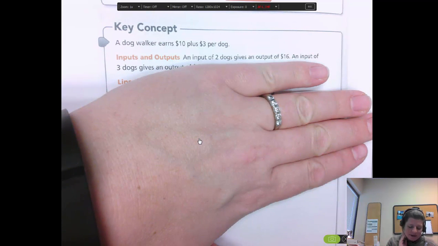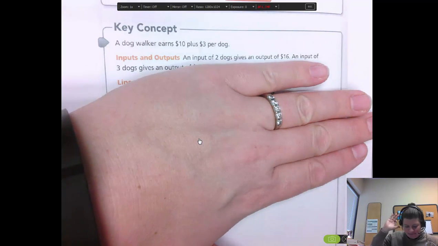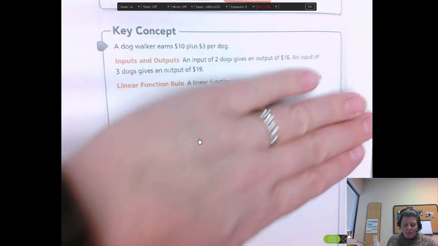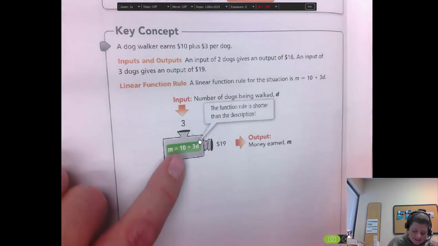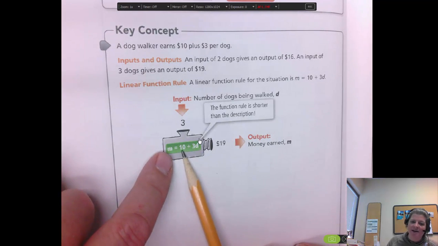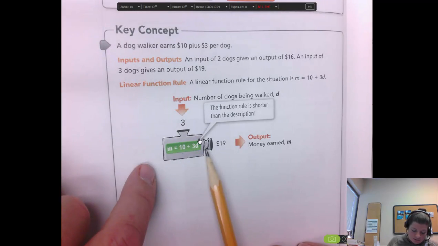The dog walker earns $10. What one is a one-time thing? I get $10, right? But 3 depends on the amount of dogs, per dog. That means 3 is your rate, and you have to times that 3 by something. So for that one, you would want to times the 3 by the number of dogs, and then what you have one time, you just add. And that's your function, okay?